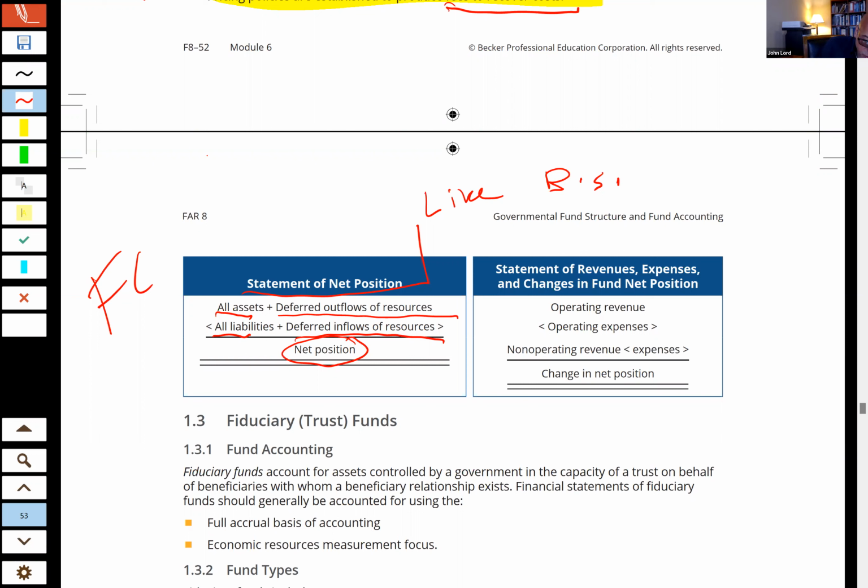So is it true that if we had assets of 100 and liabilities of 40, that our stockholders' equity would be 60? Right? So what they're telling you, and this is the suggested, not suggested, maybe recommended format.